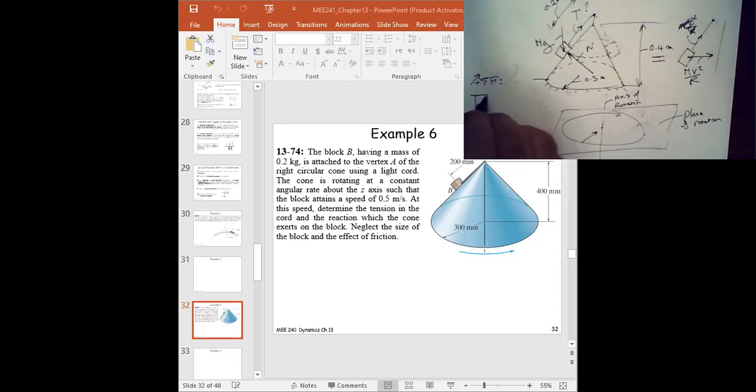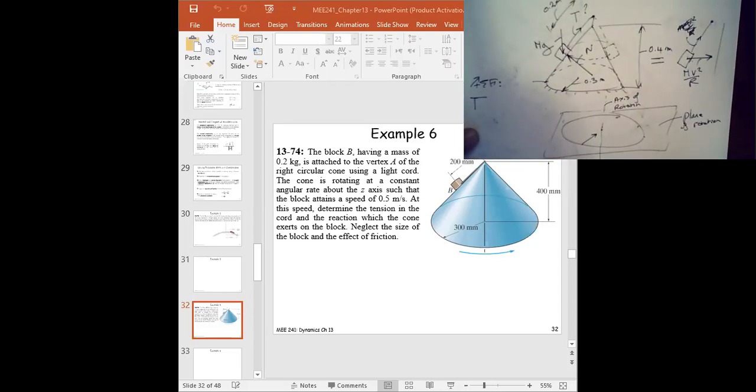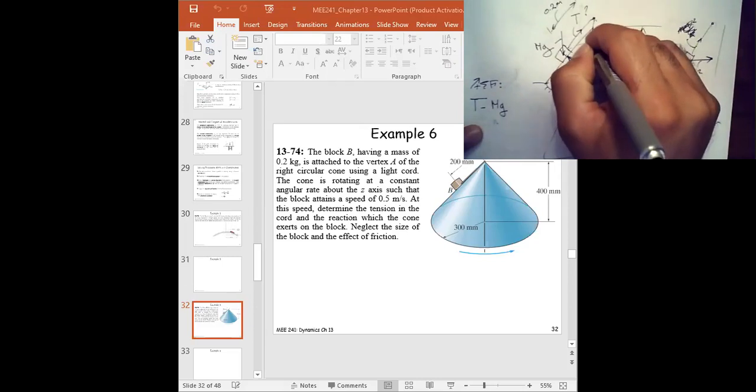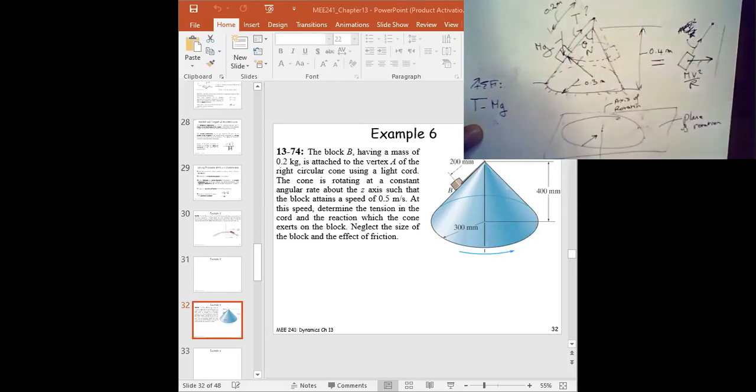So it's going to be T minus mg cosine theta. Okay, what is theta in this case? Let's call this guy theta. You agree? Yes. I have 200 and 300.